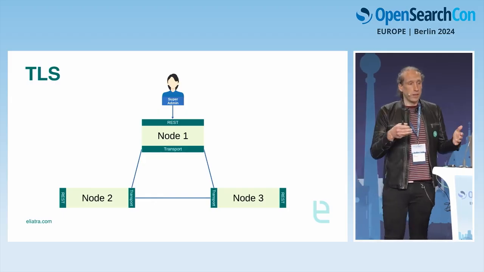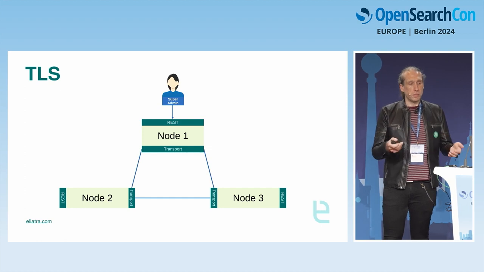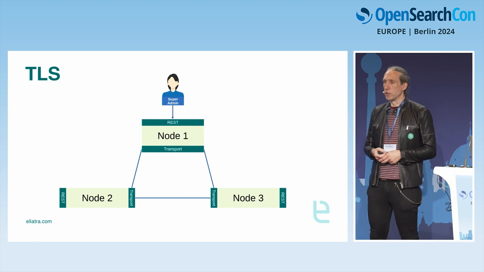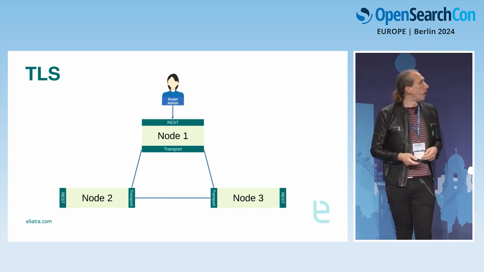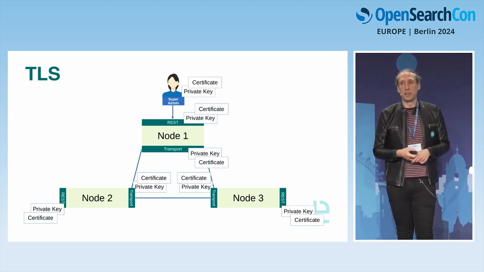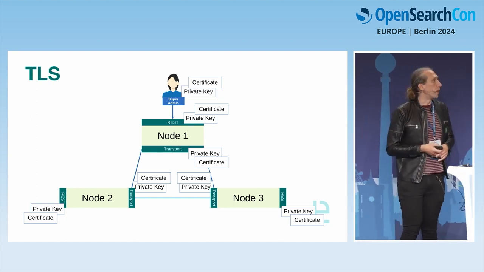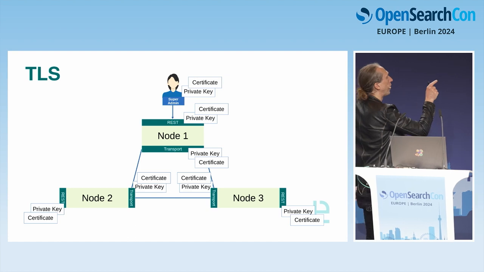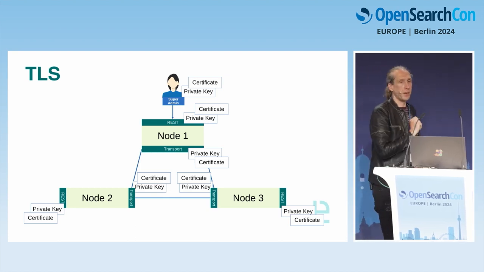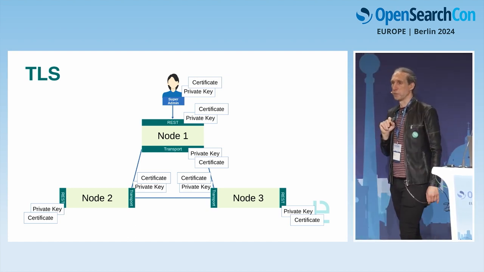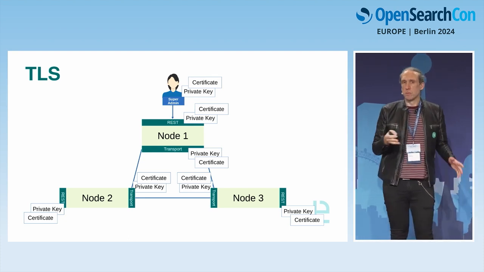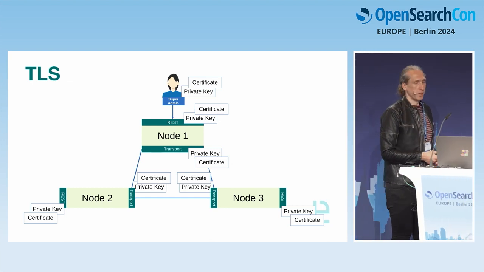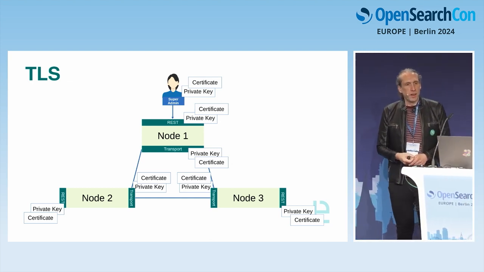However, setting up TLS can be pretty involved. We will need many certificates and many keys. For this 3-node cluster, in a standard scenario, we need 1, 2, 3, 4, 5, 6, 7 pairs of certificates and private keys. And a 3-node cluster is kind of the minimum. You can imagine if you have more nodes, that will be more stuff.